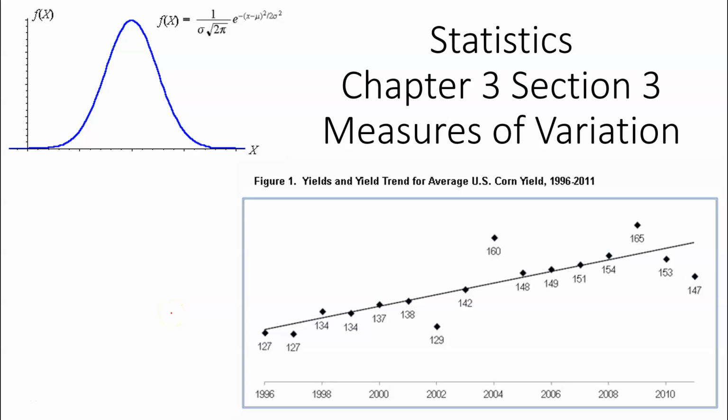Today in this video, we're going to be talking about what are called the measures of variation. And when you think about measures of variation, you should think about the word variation and what it means. Variation would be how much does something vary. So when you're looking at data, how much does the data vary? That is the idea of this. And we're going to be looking at, well, how do we measure that?